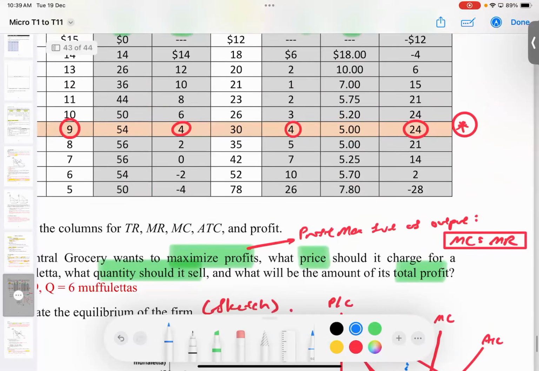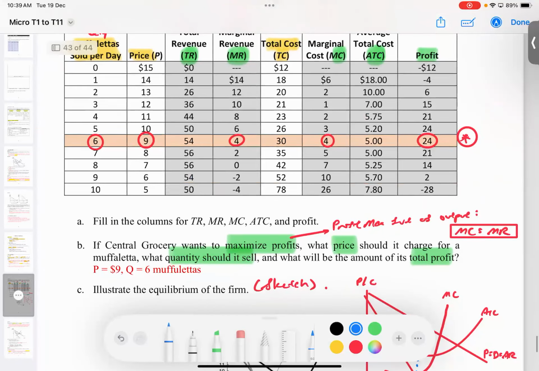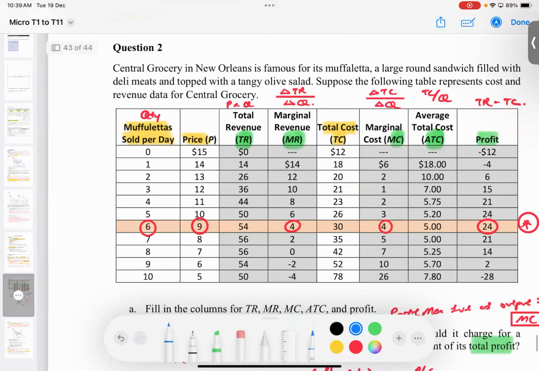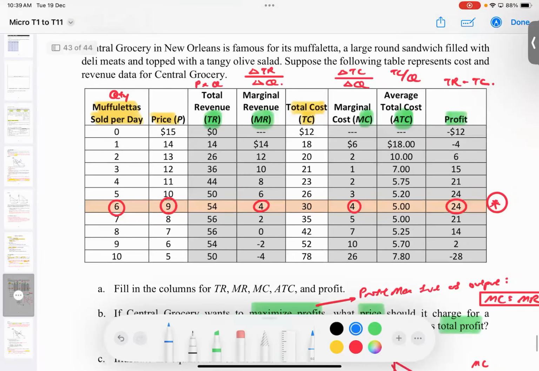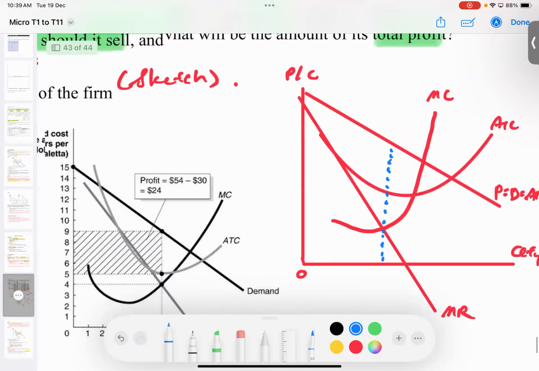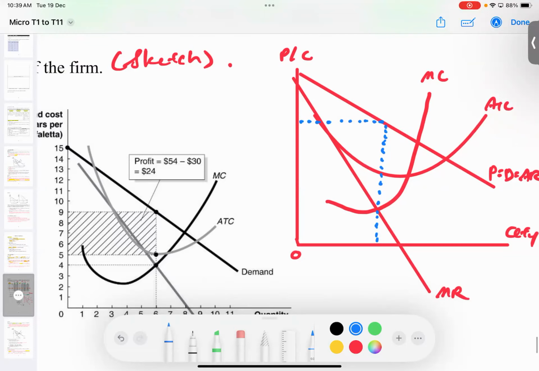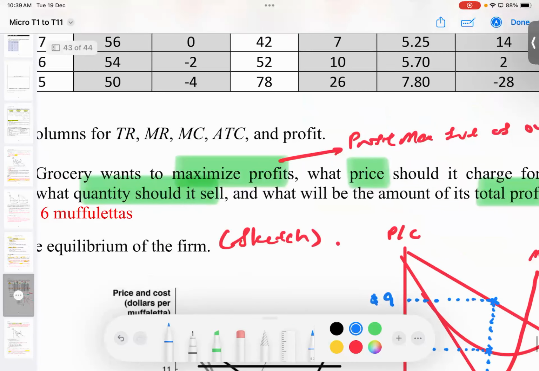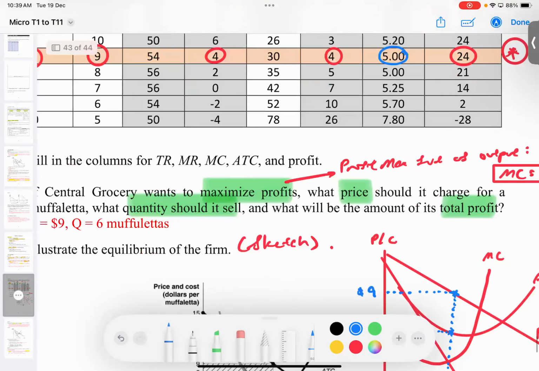Okay, so how much is the quantity? 6, and then the price is 9.5. Okay, so 9, and then ATC is 5. So you just sketch. Okay, so this selling price is $9. This one is 5, right? Yeah, 5. Okay, and then how much is the quantity again? 6. Okay, thank you. Okay, like that.